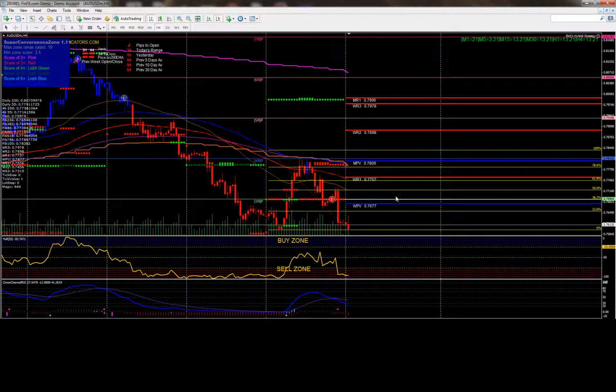Okay, AUD/USD, definitely looking a little bit different than AUD/JPY.